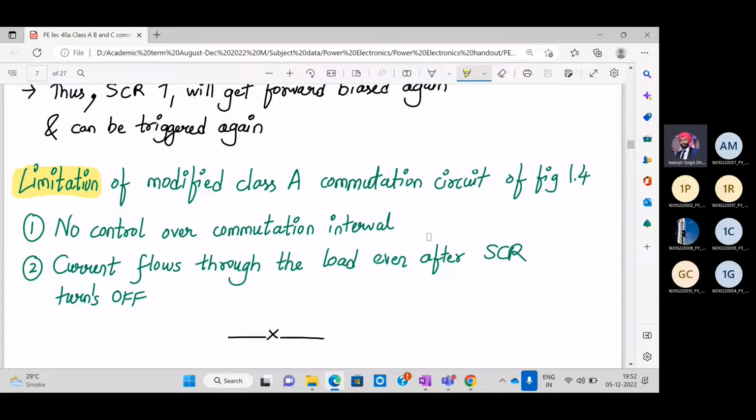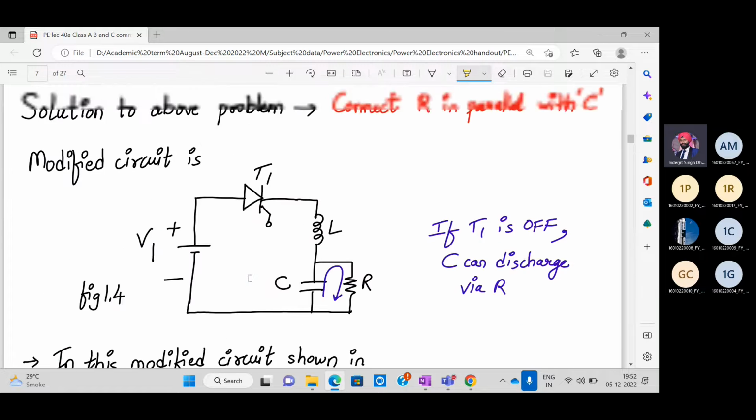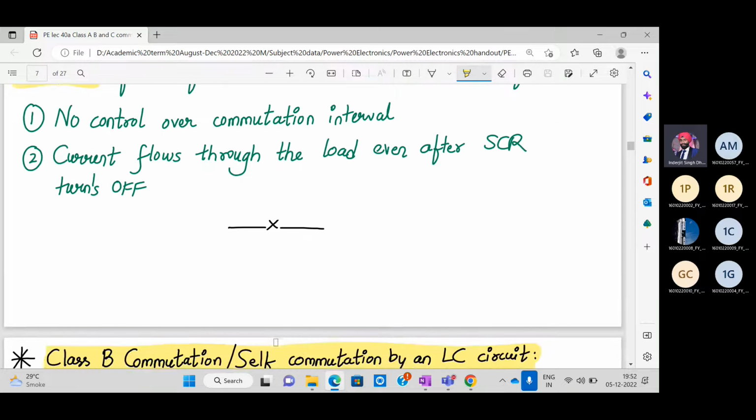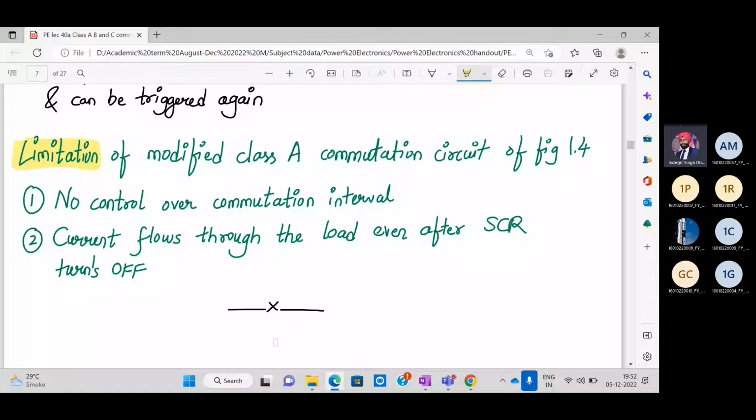Again, there are still limitations of this modified class A commutation circuit. We have no control over the commutation interval, and the current flows through the load even after the SCR turns off. So as you can see, whenever the SCR turns off, whatever energy the capacitor was storing flows through the load again. These currents we are talking about are in amperes, and ampere current flowing through a resistive load or an RL load for a long period of time will dissipate power in the form of heat. So this is all about class A commutation.